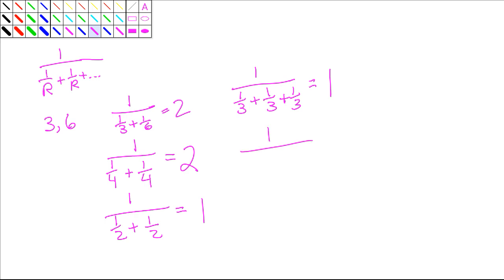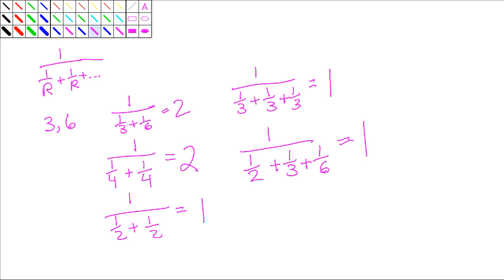Also, let's see, 1 over 2 plus 1 over 3 plus 1 over 6. See, that's 6/12 plus 4/12 plus 2/12. 6 plus 4 plus 2 is 12. That's 1 over 12/12, which is equal to 1. These are just some common fractions.